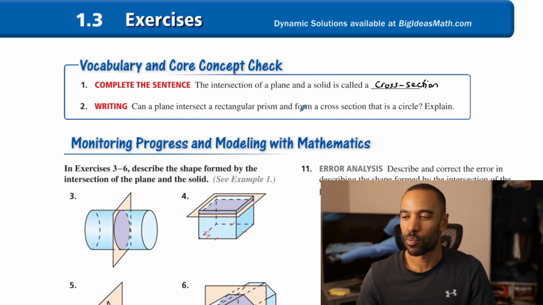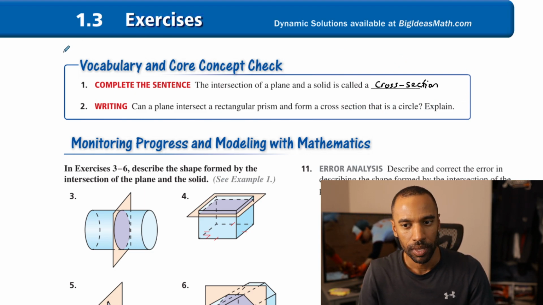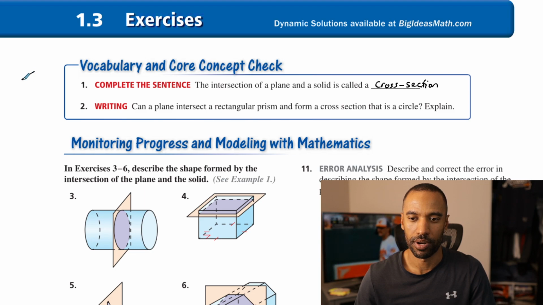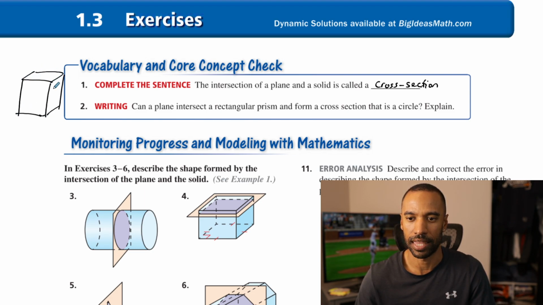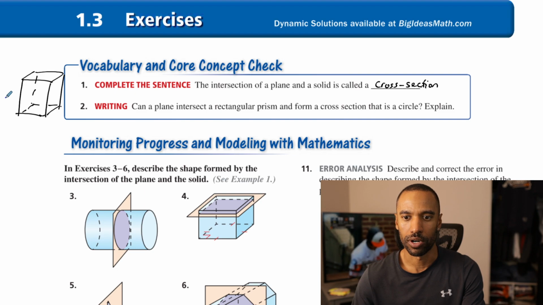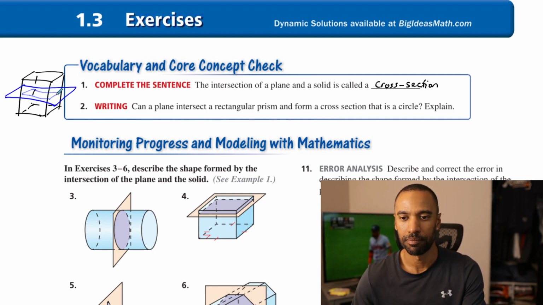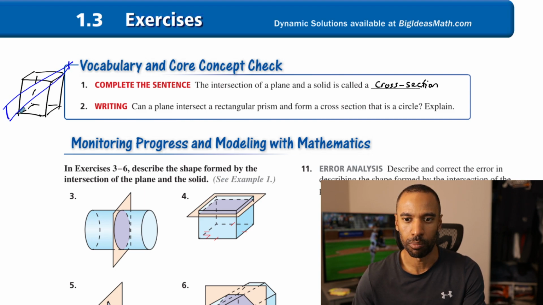Can a plane intersect a rectangular prism and form a cross-section that's a circle? Explain. No. If you imagine a rectangular prism, it has all rectangular faces. There is no such way that a plane can create curved edges cutting through it. Whether I cut through vertically and you get this cross section out, that's still just another rectangle, or horizontally, you get the cross section right there, still a rectangle. You can cut diagonally and you can still see rectangle bits.